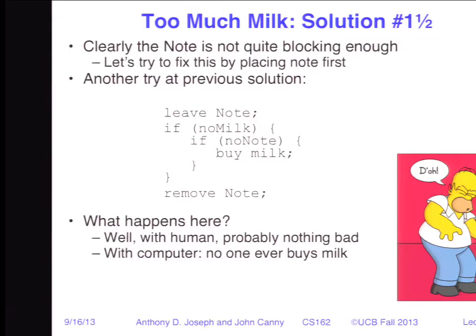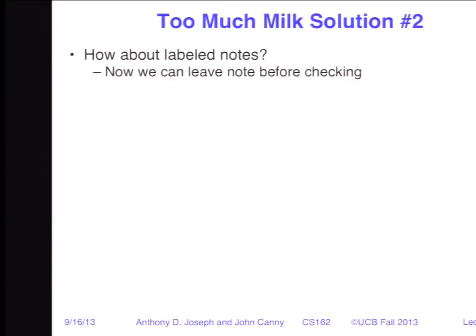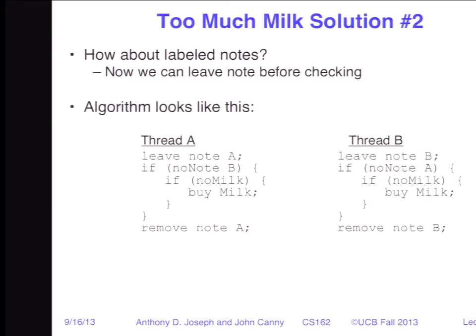All right, let's try again. The problem here was, while you can recognize your own handwriting and know that that was the note you left, the computer can't, because it's just a note. So we'll have labeled notes. That's going to be our solution. Yeah, question? Okay. So labeled notes. Now we can leave the note before we check. So now the algorithm's going to look like this.